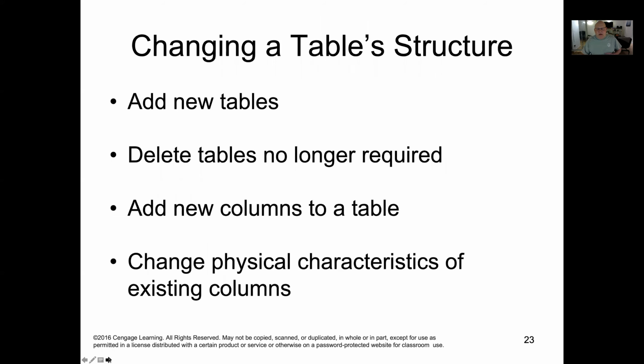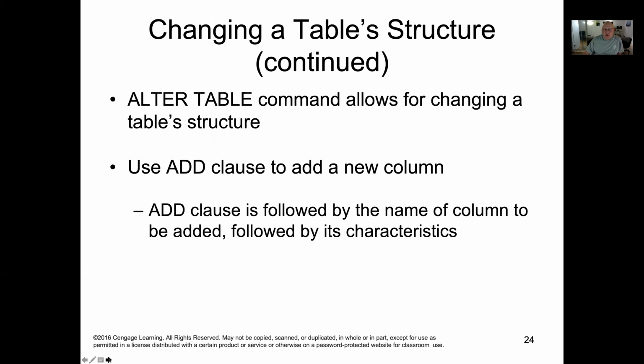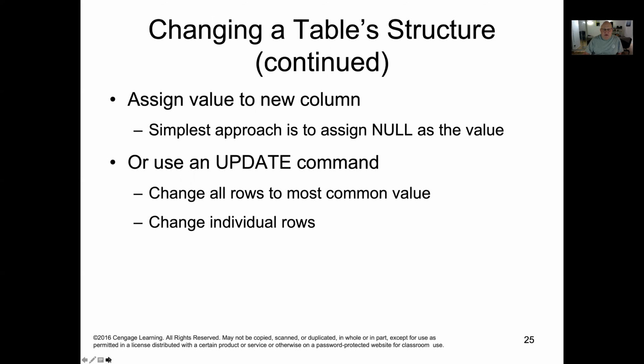So we want to change the table structure. We want to add new tables, delete tables, add new columns, and change the physical characteristics of existing columns. Use the alter table command for doing this, and you use the add clause to add a new column. The add clause is followed by the name of the column to be added, followed by its characteristics. To assign a value to the new column, you use the update command.